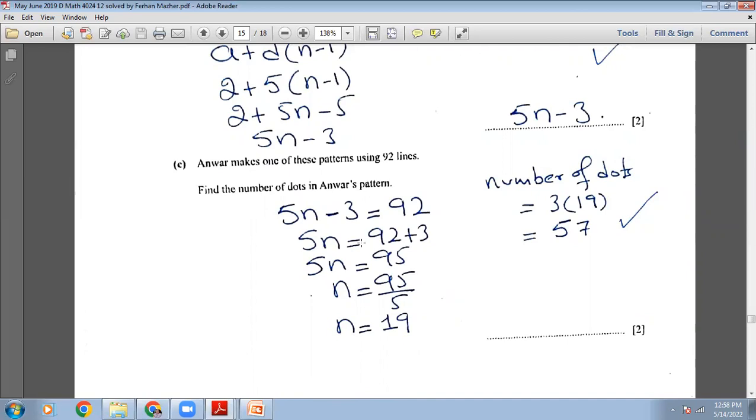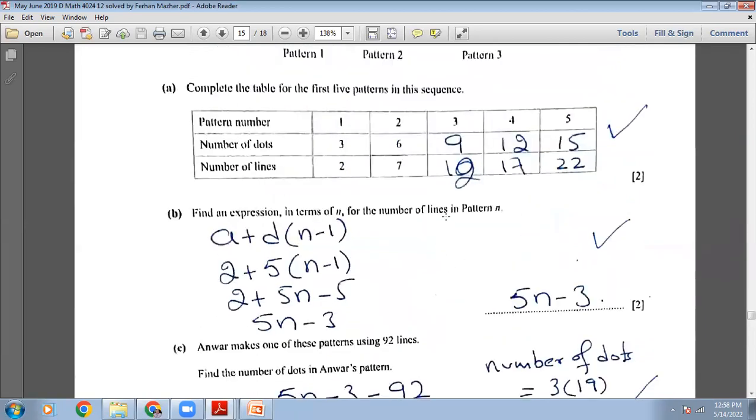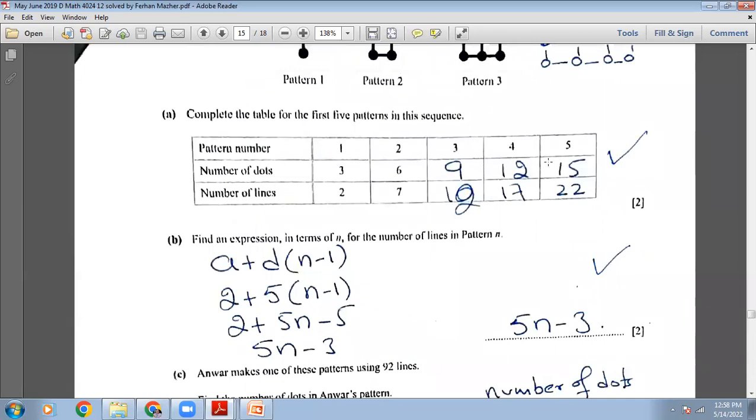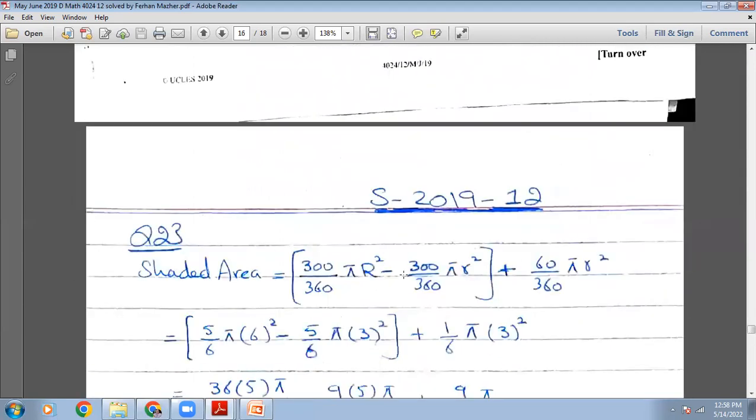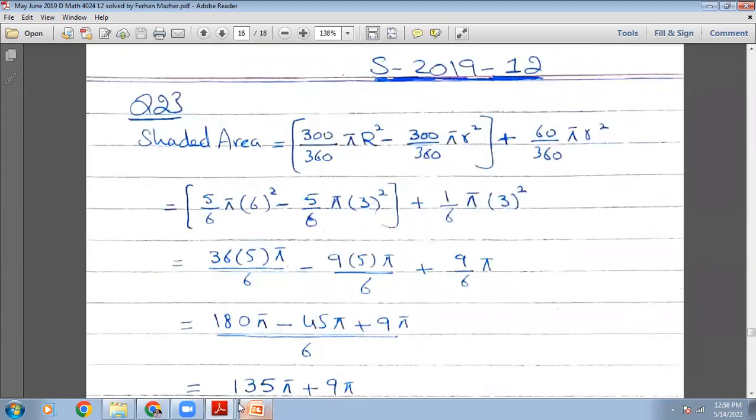N is equal to 19, so it means it's the 19th pattern. How many dots are there? If you look at the dots pattern, it is the table of 3: 3, 6, 9, 12. So in the 19th pattern, you will have 3 multiplied by 19, and that will be 57.